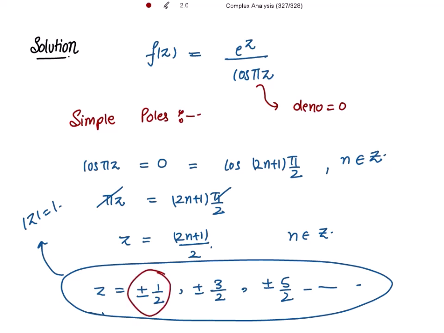Only plus-minus 1/2 lies inside the circle |z| = 1. All others lie outside the circle. So we are going to calculate the residue at these 2 points only. So finding the residue of f(z) at first z equal to 1/2.